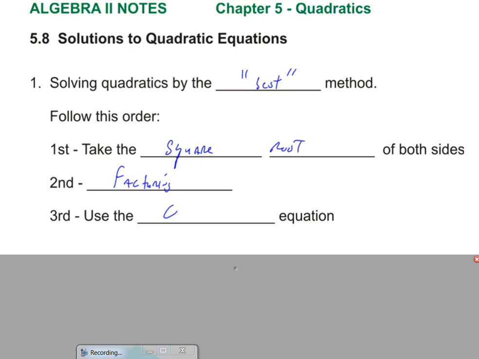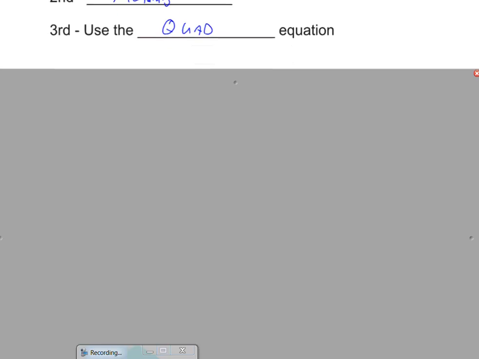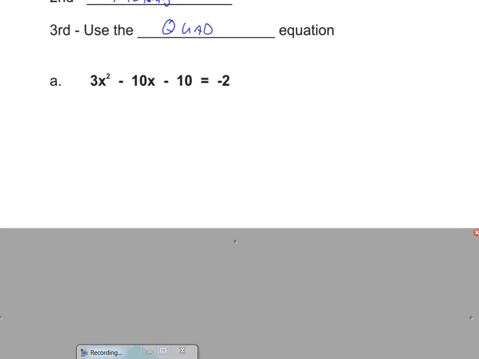And third is the quadratic equation. All right, the quadratic equation. So nothing earth-shattering there, just basically a review. They want you to go through and take a look and try to determine which way you're going to go. So when you look at a problem like this, first off, you're going to say, can I take the square root of both sides? And the answer should be no, because you have a variable to the first power, right? So because of that, taking the square root of both sides is out.